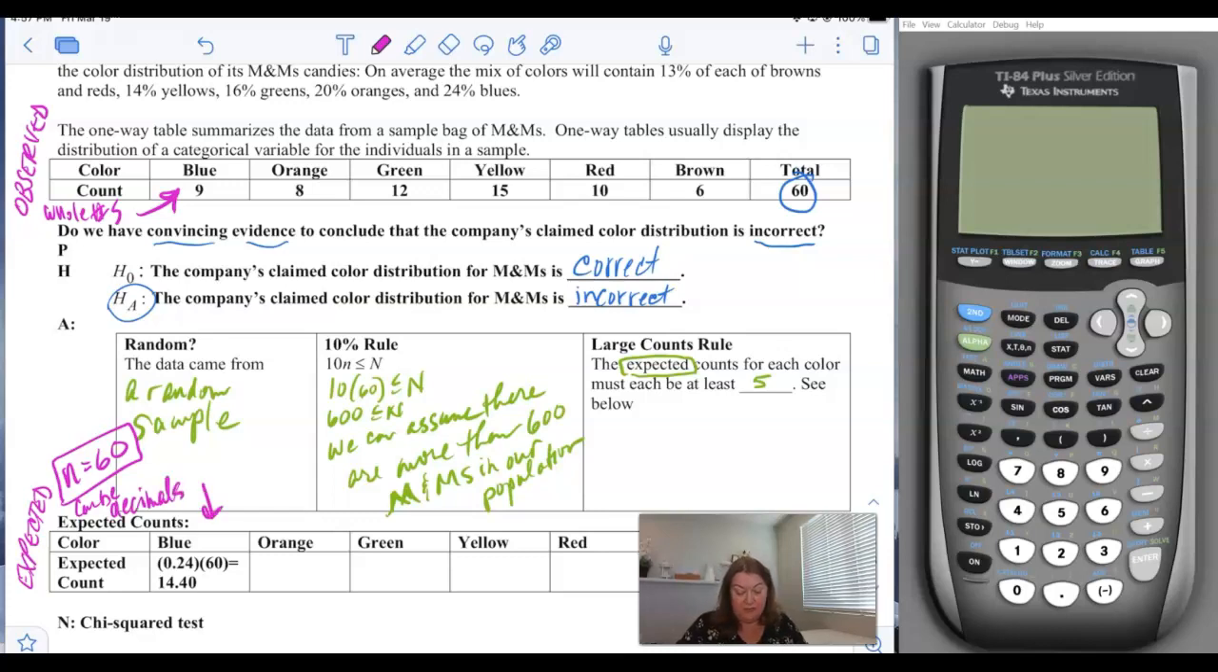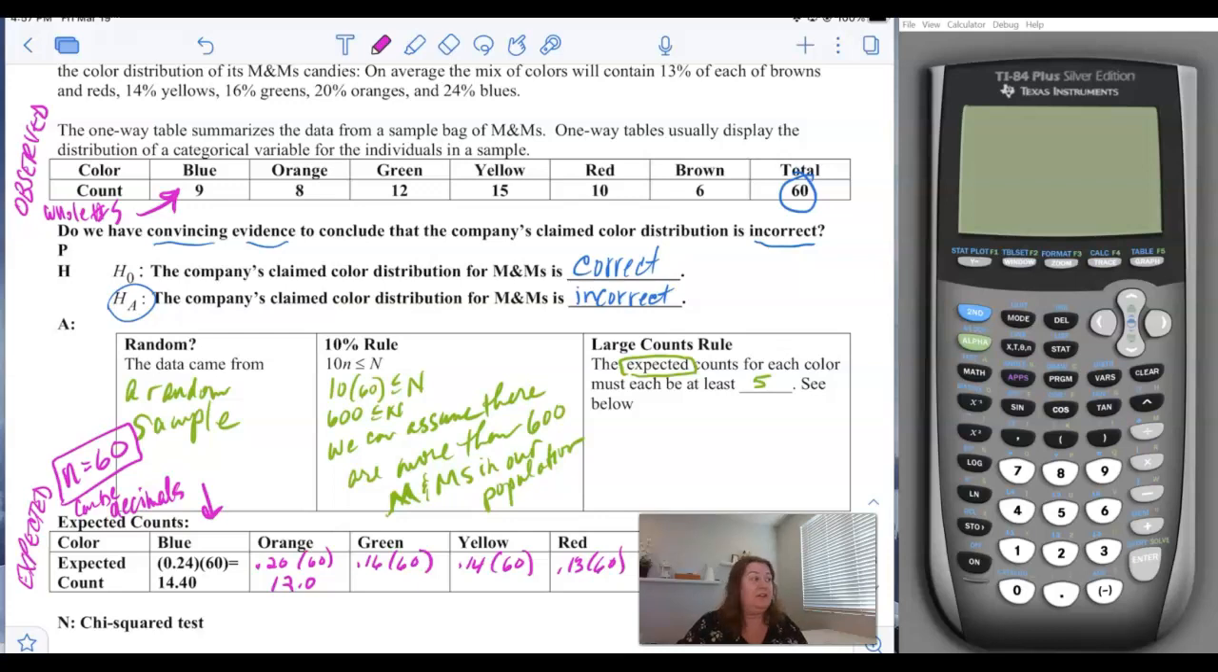Okay, so same deal with orange. What was our proportion that they said orange should have been? It should have been 20. And if we do 20 times 60, that is 12, exactly. If we do green, how much percentage did they say? 16% of the 60. Yellow should be 0.14 of the 60. Red should be, where's red? 13 of the 60 and 13 of the 60.